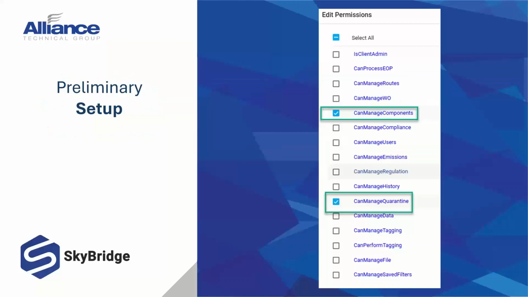The preliminary setup, the permissions that you will need in order to use this tool, are can manage components and can manage quarantine. Those are the two that you are required to have to use the tool. Of course, you probably got all of them selected for you if you're the administrator. But if you just got a technician coming in that's going to be doing the calibration, they have to have those two.